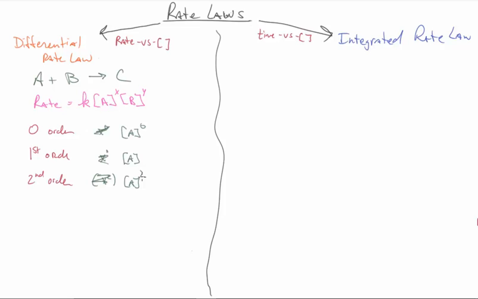Now, anything raised to the 0 exponent, to the 0 order, is just 1. So a lot of the time if something is 0 order, we just leave it out of the rate law. That's a pretty common trick for them to test your understanding that something raised to the 0 power is just 1. I can leave it out. I don't actually have to write it.